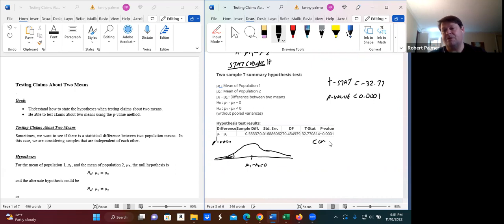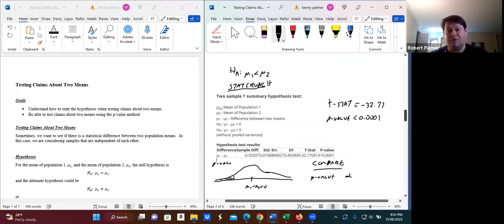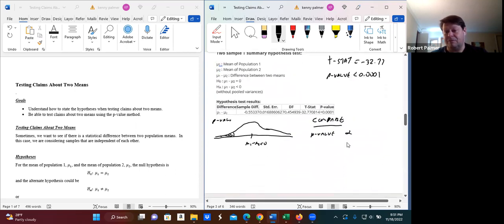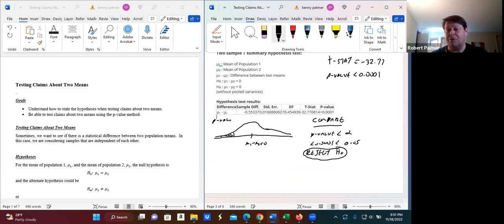So once again, the same comparison as before. So in these p-value methods, we do the comparison the same way each time. So compare the p-value to alpha, and our alpha was 0.05. And our p-value was less than 0.0001. So clearly that's less. Clearly we can reject the null hypothesis. Okay, this time we can reject the null hypothesis.